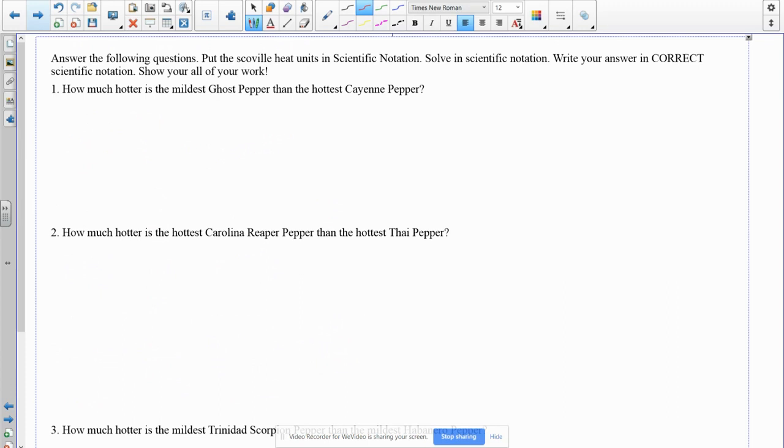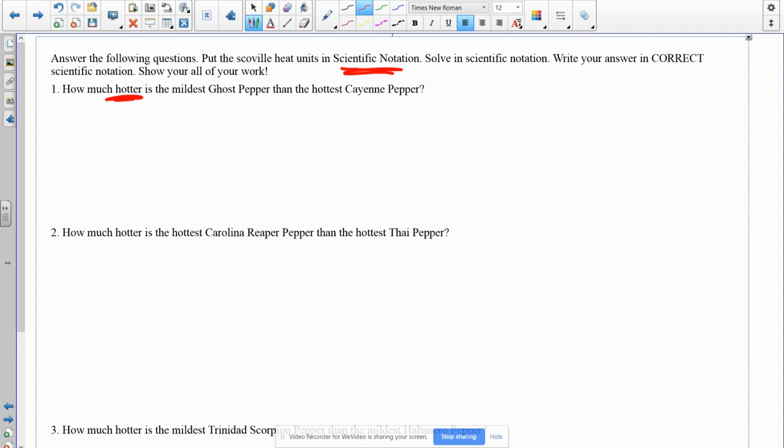Okay, next page, and you're going to have to look at your paper to do this one. This one's about the pepper heat and how hot a pepper is, or in our case, how much hotter something is. It says, answer the following questions, put the heat units in scientific notation, solve in scientific notation, and write your answer in correct scientific notation and show all my work. The first thing I'm going to do is how much hotter. When you're asking how much hotter, that is actually a division problem. So all of these are going to be division problems.